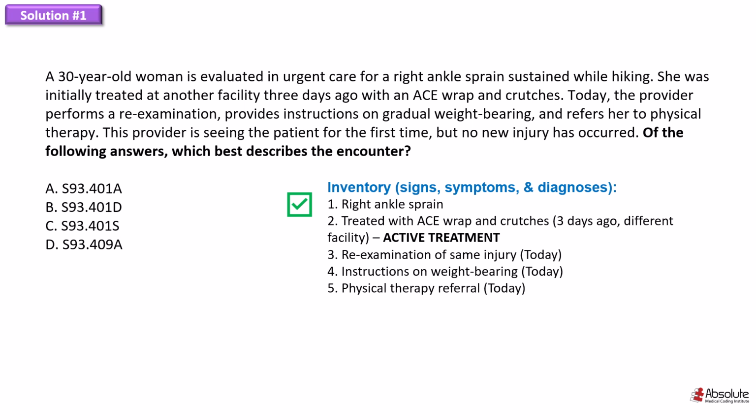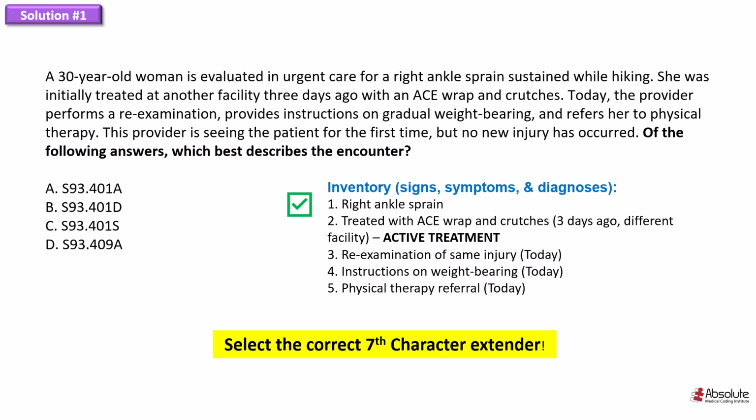Now let's turn our attention to the answers and notice that the seventh character extenders are sort of different. Two are the same, but the others are different. So I believe that when you have this type of situation with seventh character extenders where the majority are different, then that is primarily what's going to determine the code selection. So we have to select the correct seventh character extender. That's my guess. All right, now let's go ahead and solve.